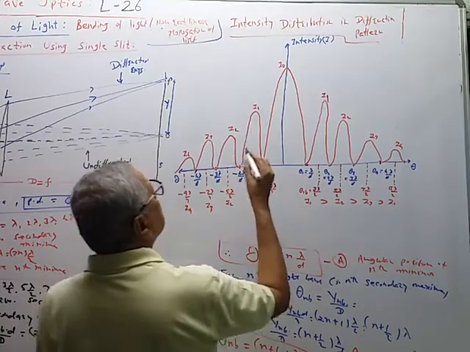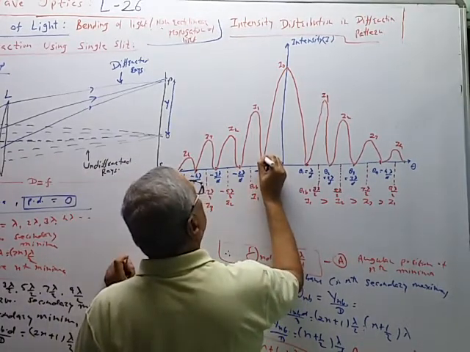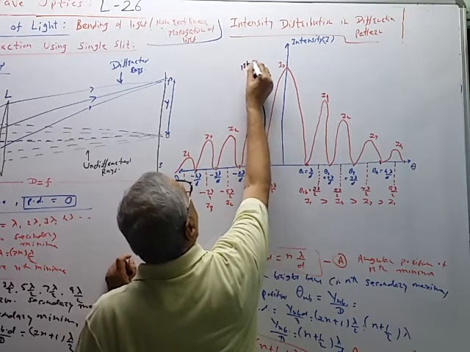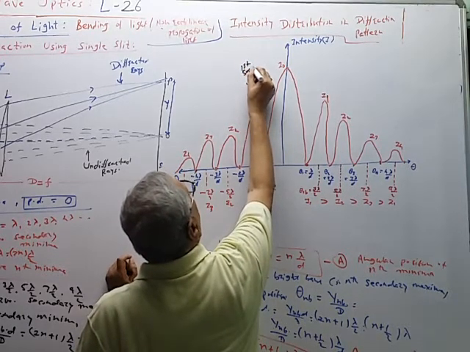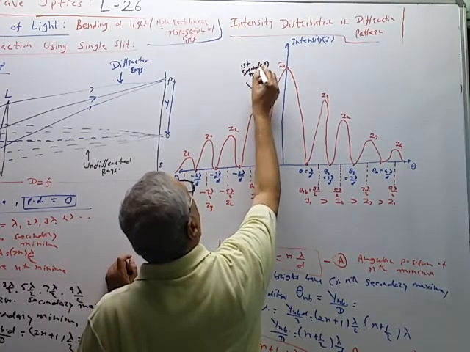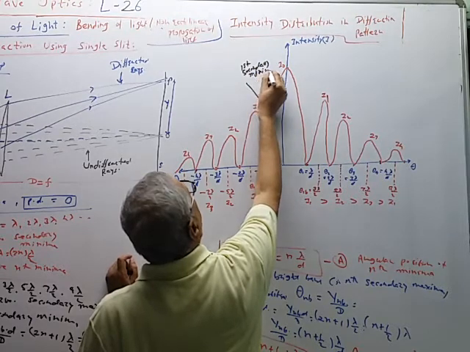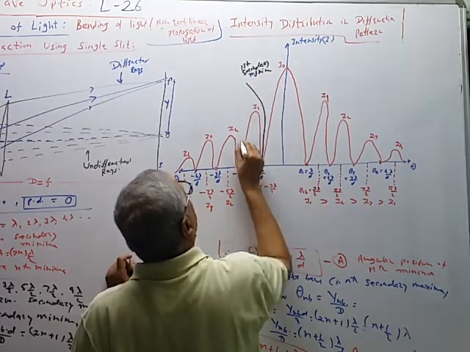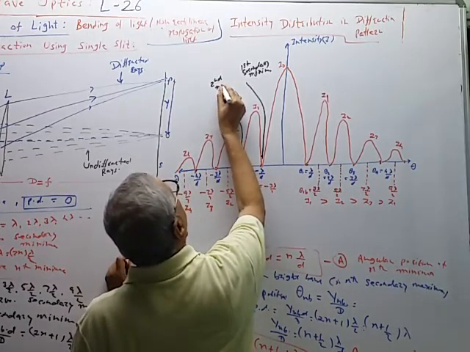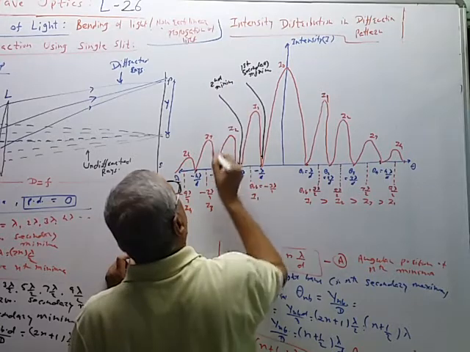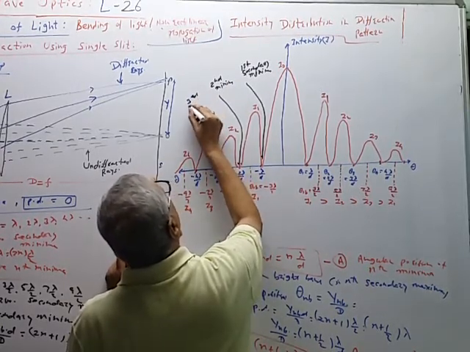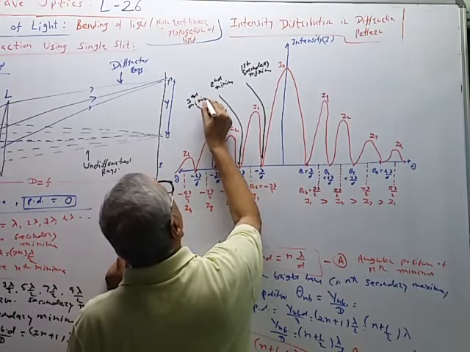So this is the first secondary minimum. This is the second secondary minimum. This is the third minimum. So these are the positions of minima, the angular positions of minima.